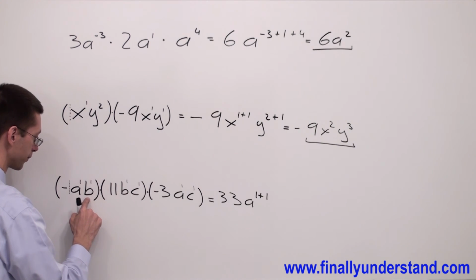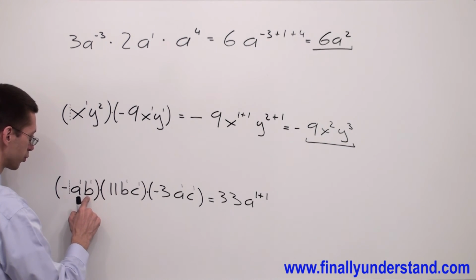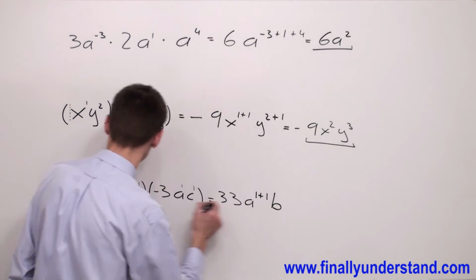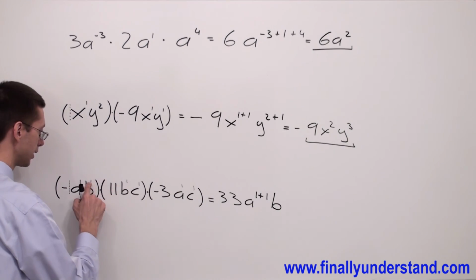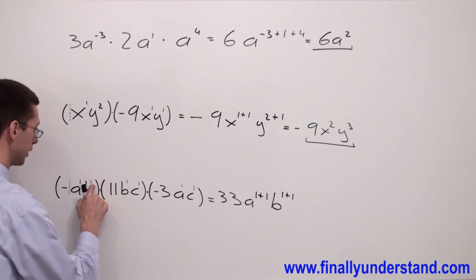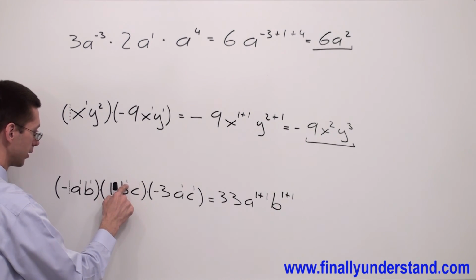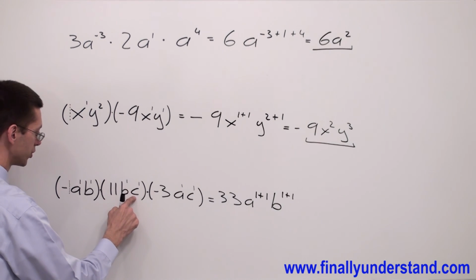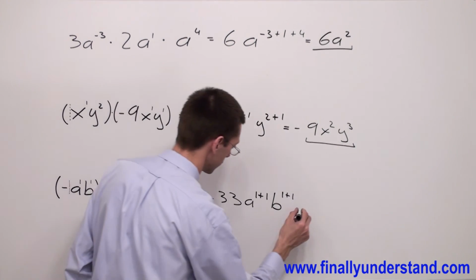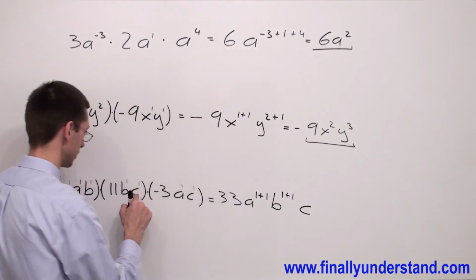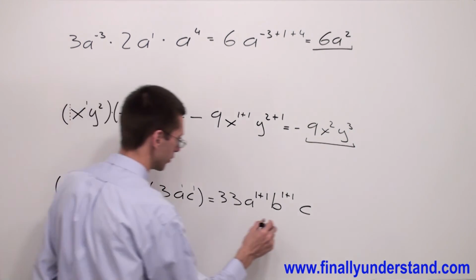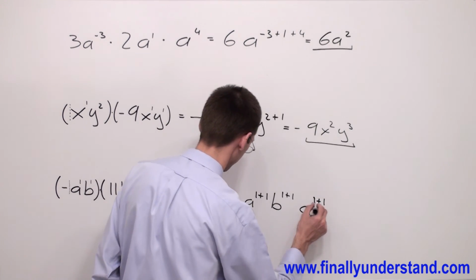Next, I have b. b I have in the first parenthesis and the second parenthesis. So I'm going to write b. Again, I have multiplication. I have to keep the base and add exponents. I have 1 plus 1. Next, I have c in the second parenthesis and in the third parenthesis. So I have c. Again, the same base, keep the base and add exponents because I have multiplication. So I have 1 plus 1.